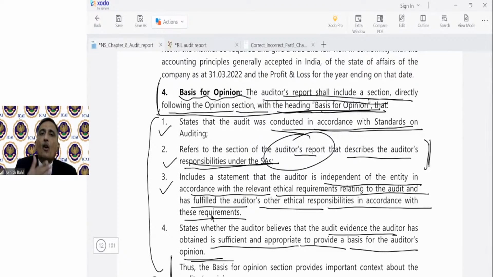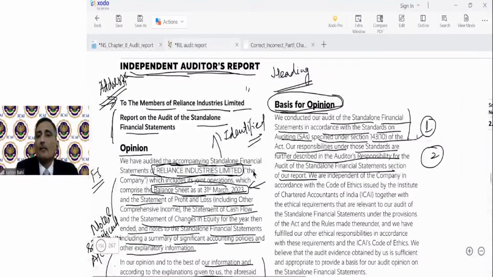Auditor's report also includes a separate section on the auditor's responsibilities, but the basis for opinion paragraph refers to that section. Okay, so here it is, referring to that section. And third is relating to independence requirements and the following of ethics.